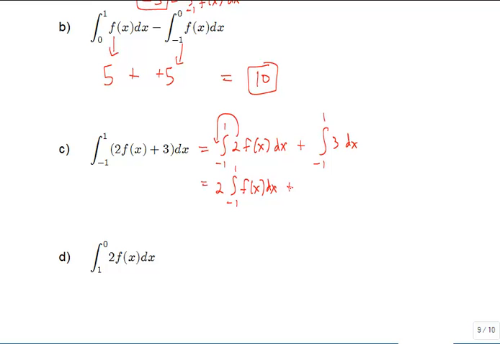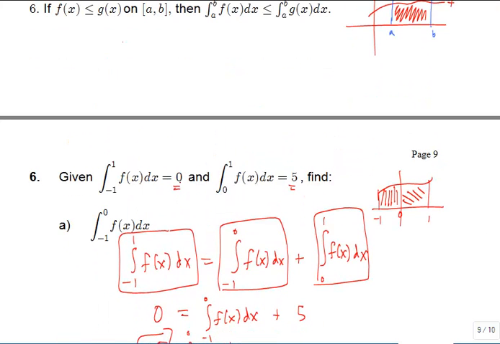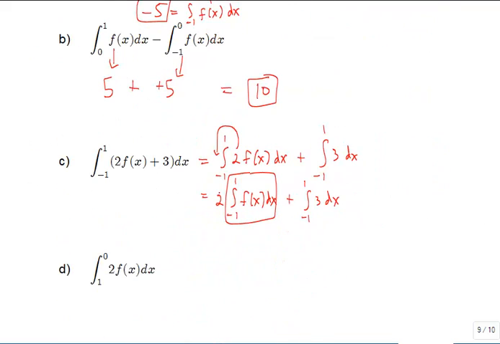And you could do the same with this 3, but I'm just going to leave it in. And this, they told us at the beginning, was 0. So this goes to 0. So 2 times 0 will just be 0.